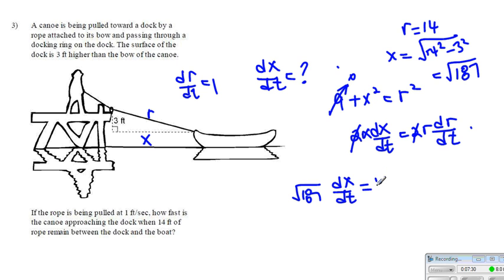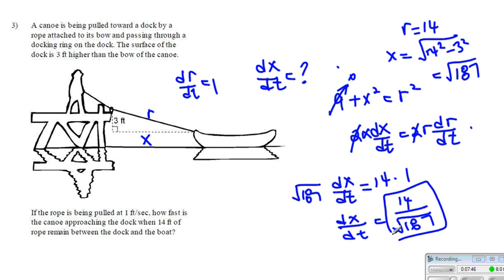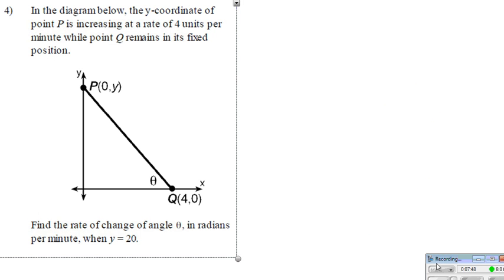R will be equal to 14, and dr/dt will be equal to 1. Then dx/dt must be equal to 14 over square root of 187. So that becomes our answer. So let's continue with number 4 here together.